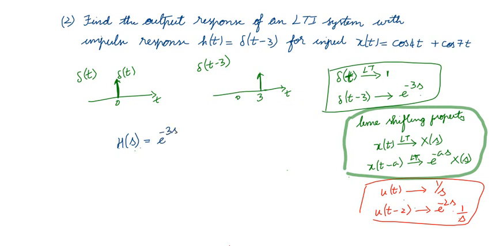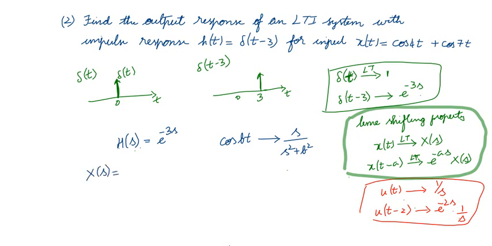Next, what about the Laplace transform of these two cosine signals, right? Using the linearity property, if I can find the Laplace transform of cos 4t, I can add it to the Laplace transform of cos 7t. We very well know the Laplace transform of cos bt: it is s divided by s square plus b square. This is the Laplace transform of cos bt. So what is the Laplace transform, X of s?